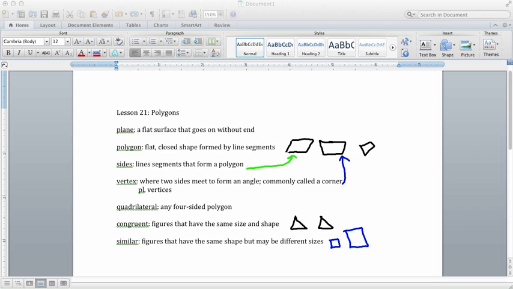Okay, a quadrilateral is any four-sided polygon. Doesn't matter if it's a square or a rectangle. As long as it has four sides, it's considered a quadrilateral. Squares and rectangles are examples of quadrilaterals.